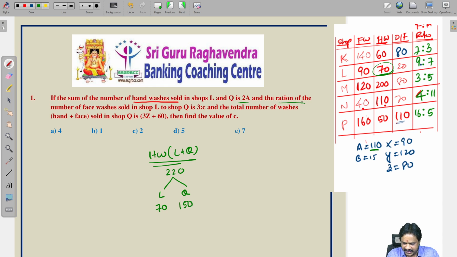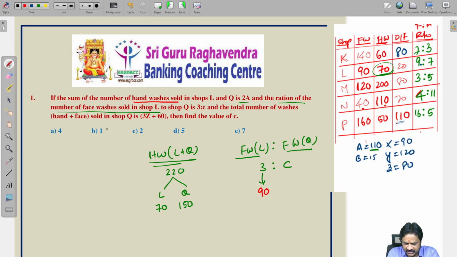Then, the ratio of the face wash sold by L to Q. Now, face wash of L to face wash of Q. That ratio is given 3:C. Now, face wash of L is 90. Therefore, 3 parts equal to 90. We do not know face wash of Q.